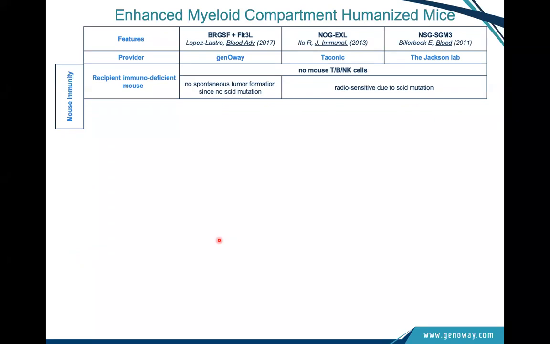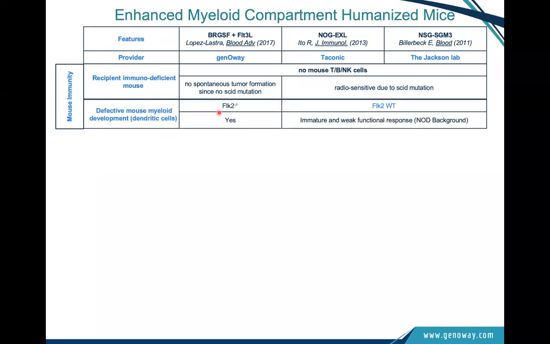Now, how does this model differ from the models you may have access to? I made a table which summarizes the different types of immunocompromised models which could have a human immune system, which could have a myeloid compartment, NOG-EXL, SGM3, in our model. First, this model has spontaneous tumors which develop due to the SCID background. We don't have any here.